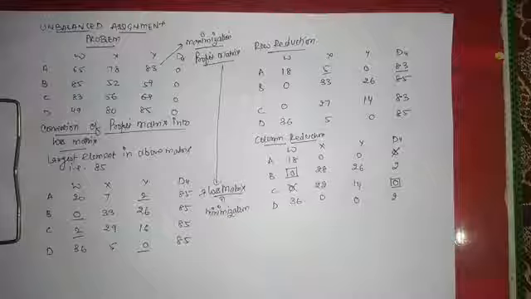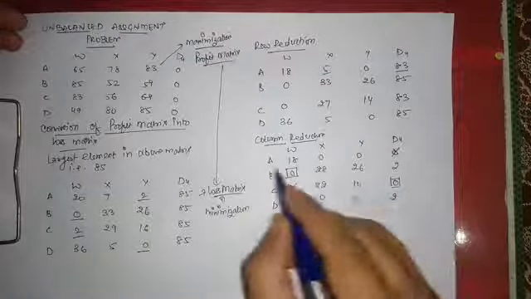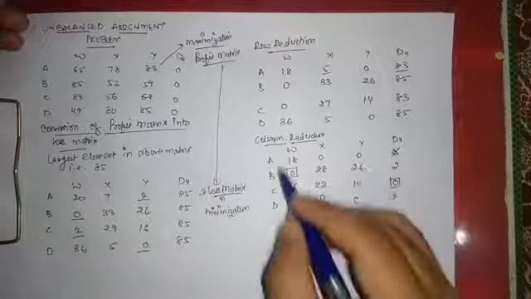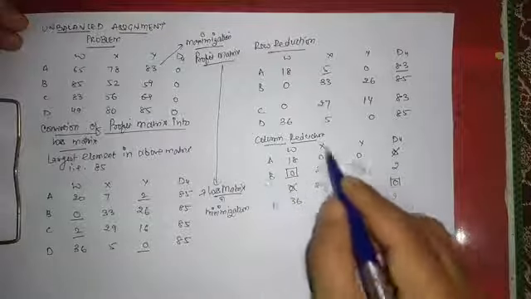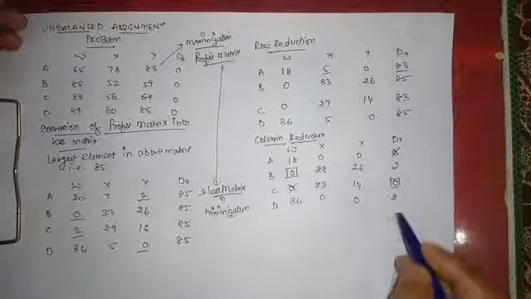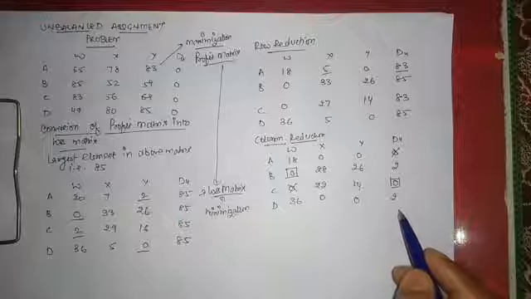Now again do the same process. Column, row, column, row, column. So is there any single zero in the first row? No. First column, no. Second row, no. Second column, no. Third row, no. Third column, no. Fourth row, no. Fourth column, no. Means that we cannot find a single zero now.